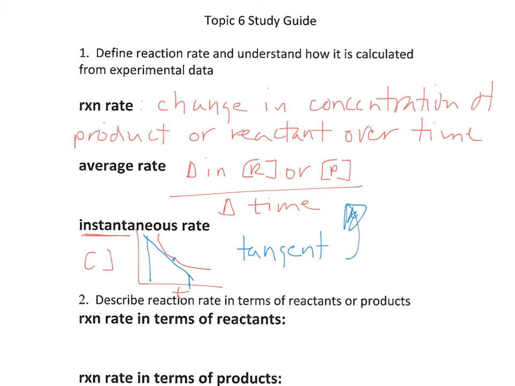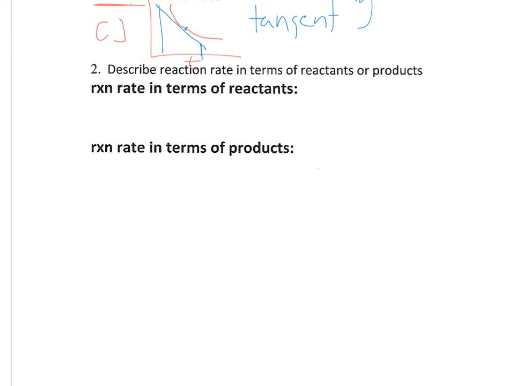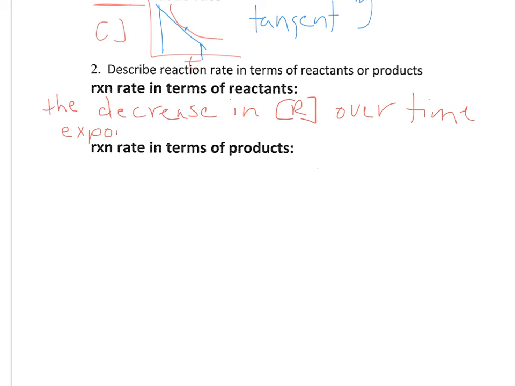and then you plug into the same equation, determining your points from that linear line rather than using the exponential curve. And then the second one that I have here, objective 2, describe reaction rate in terms of reactants or products. In terms of reactants, it's going to be a decrease in concentration of reactants over time. And it's going to be exponential, so the rate's going to slow over time.